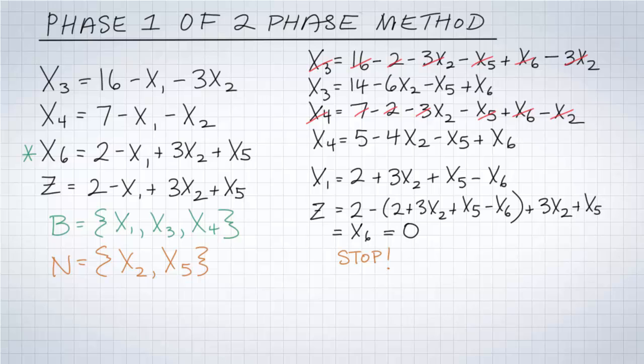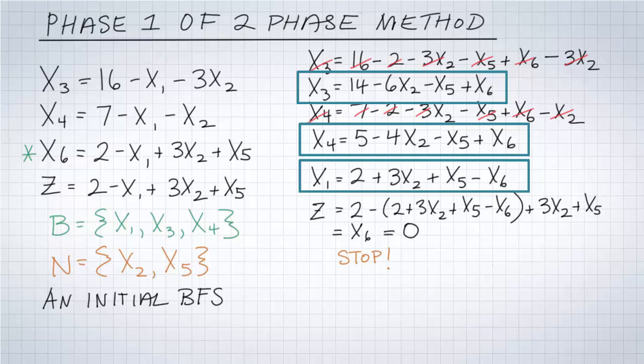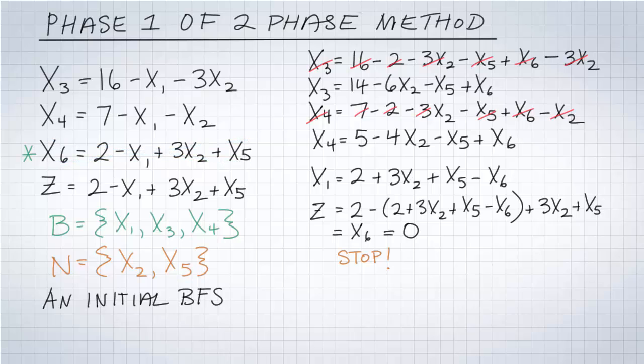We now know that we have x1, x3, and x4 as basic and x2 and x5 as non-basic, and those values for x3, x4, and x1 are a basic feasible solution. So this is an initial basic feasible solution. We have arrived here at the end of phase 1 with these equations with x3, x4, x1 and z, and we've gotten rid of the artificial variables. So now we have found an initial basic feasible solution with x3, x4, x1.